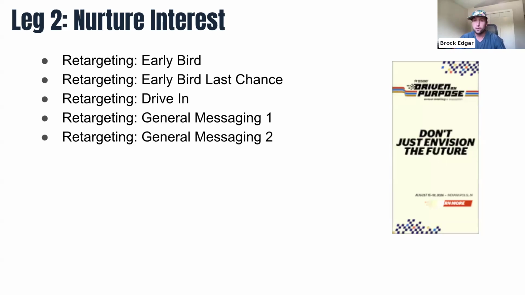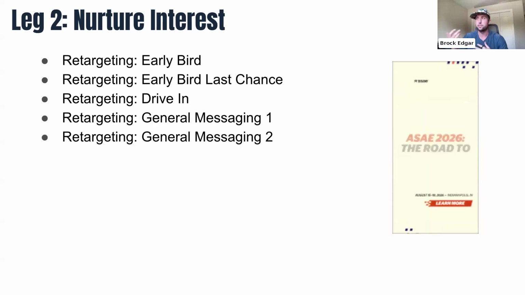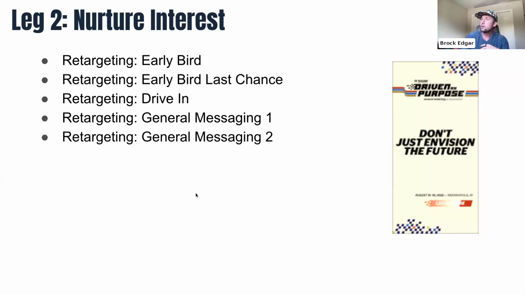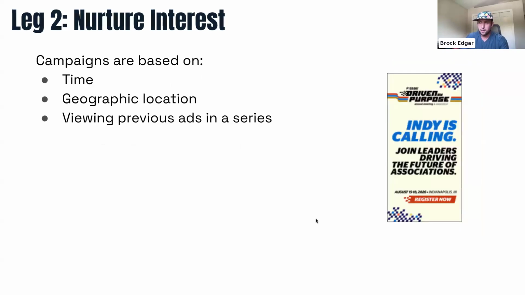And then general messaging one and two are very simple, broad campaigns. General messaging two targets the ad viewers of general messaging one, and it kind of just evolves the messaging of that first ad. So when we're looking at the themes here, these campaigns are based off of time, geographic location, and whether or not somebody had viewed a previous ad in the series that you're wanting to showcase. This is actually really simple when you break it down.